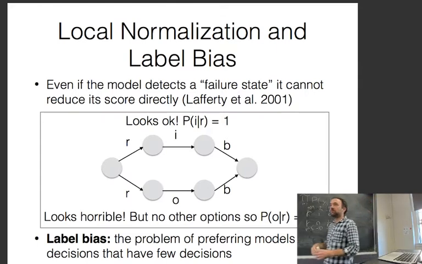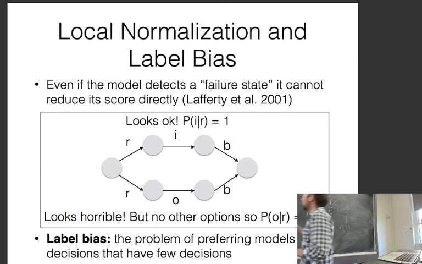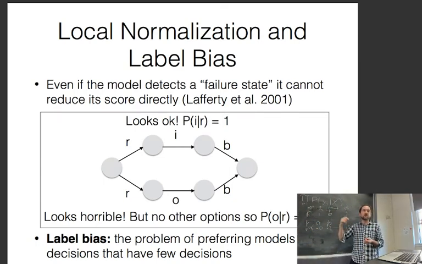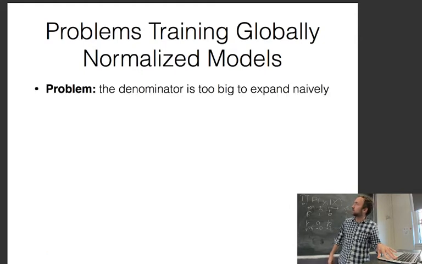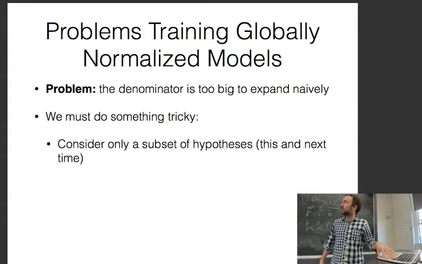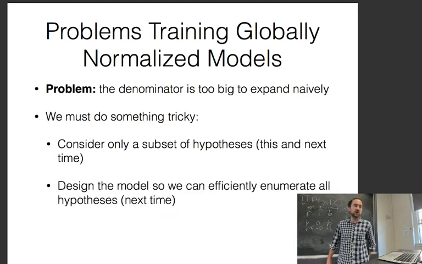So basically, by waiting until the end before we sum up our scores, we can penalize all our choices in a particular state and give them all a large negative score. So the model can go back and say, oh, this was a really bad idea to pick this earlier on. So there are advantages of using global normalization. But there are problems training, so the denominator is too big. So we must do something tricky. One thing we can do is consider only a subset of the hypotheses, which we'll talk about this time and next time. Or we can design a model so we can efficiently enumerate all of the hypotheses, which is what we'll be talking about next time.